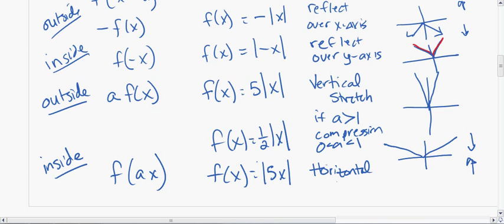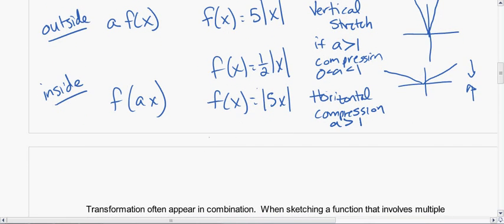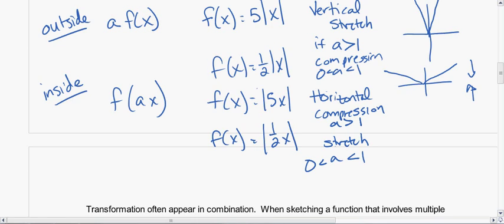So horizontal compression. That's if a is greater than 1. And then if a is less than 1 but bigger than 0, the example would look like this: 1/2 times x, and take the absolute value of that. That's going to be a horizontal stretch. So the stretch happens when a is between 0 and 1. And they look just like the vertical stretches and compressions, which is very odd, but that's exactly what's happening here. A horizontal stretch or horizontal compression.